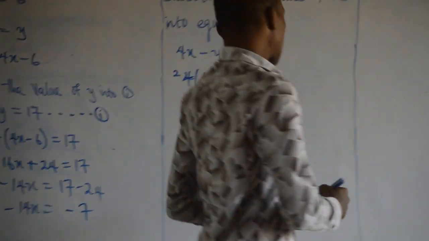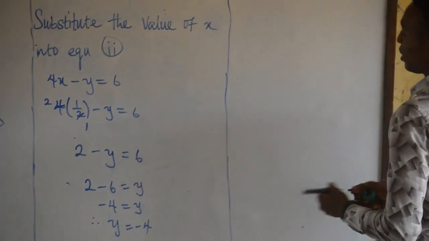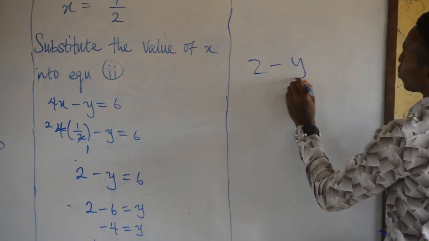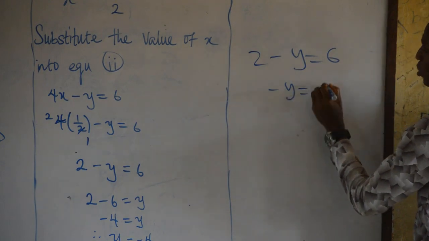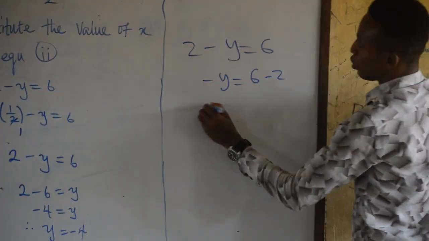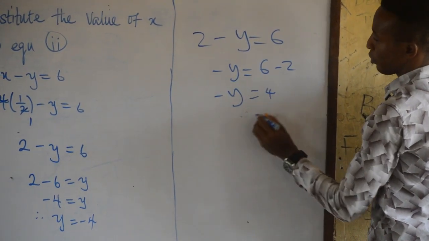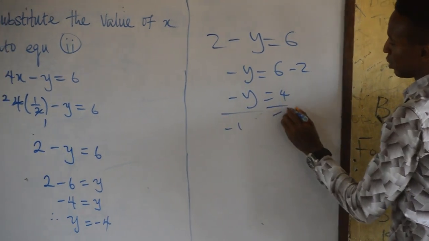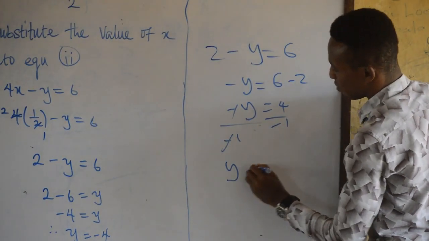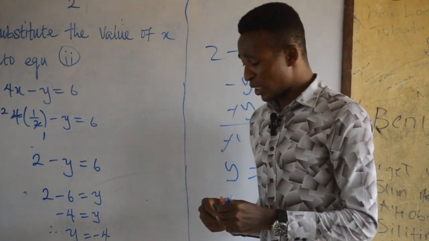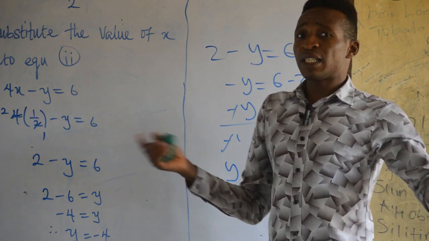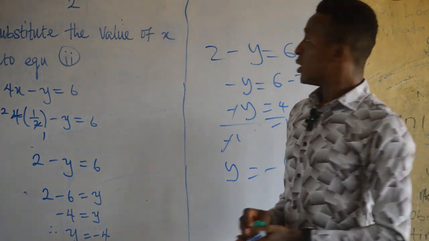And if I don't want to do that, at this particular stage when I had 2 minus y equals 6, I can still leave it as minus y equals 6 minus 2. So minus y equals 4. Dividing both sides by minus 1, this minus cancels this, so we have y equals minus 4. Still the same thing we got here. So whichever method you decide to use, your answer is still going to be the same.